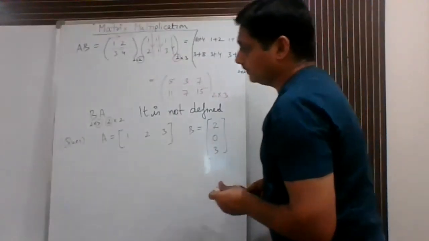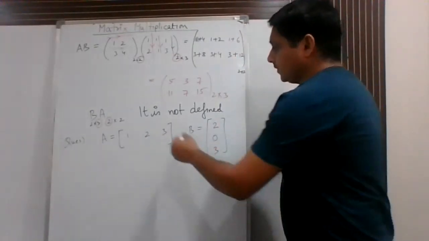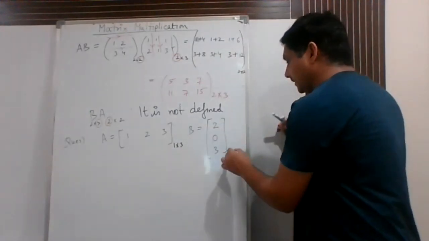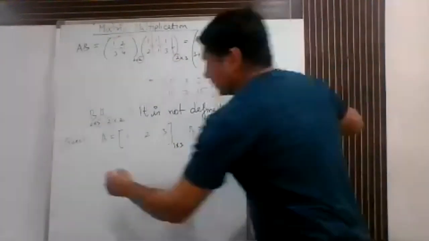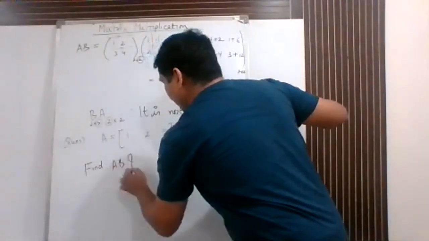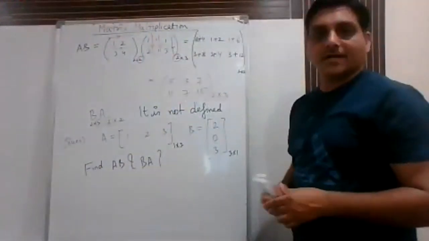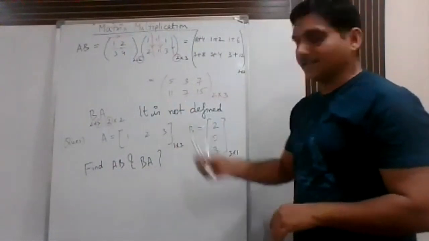Okay, now let me write down one question for you. Here A is given as this. Now you can see that order of A is 1 cross 3. B is given as this, so its order is 3 cross 1. Now my question is find AB and BA. So just try to find A into B and then find B into A also. Just try this question yourself.